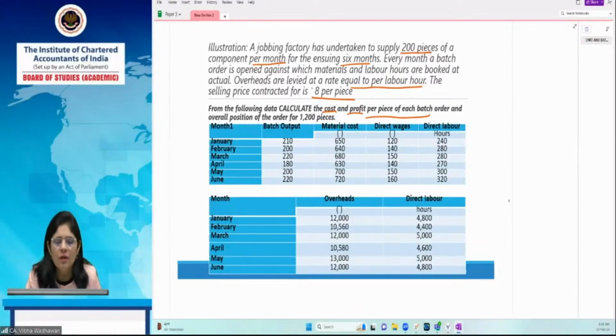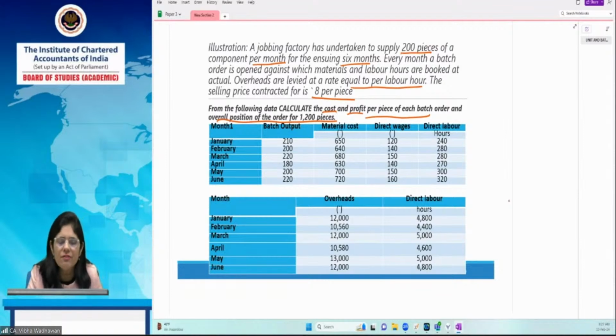Clear? So we have what is given to us and the overall position of the order for 1200 pieces. So let us say if there are 1200 pieces, then what is the position of cost and profit? Clear? So first of all, they are asking for the actual batch output which happened, and then the overall position they want for 1200 units also. Clear?